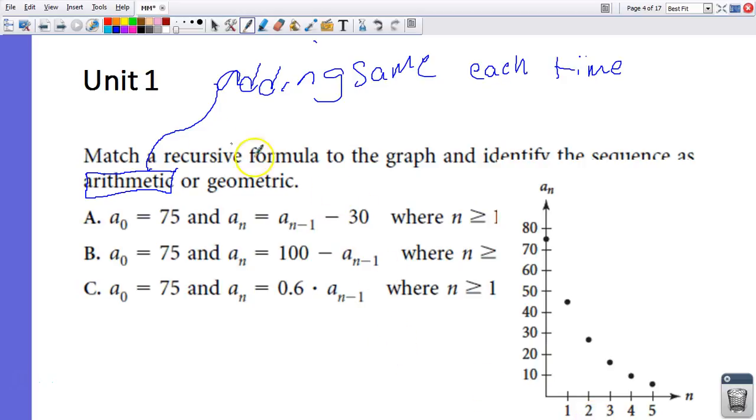You guys were really good about figuring out this geometric. You are multiplying by the same number each time, which is also an exponential relationship. Multiplying, which is why we had that interest problem that we just took a look at. So the answer is C. Let me know if you have any questions about that. What was the next problem here?